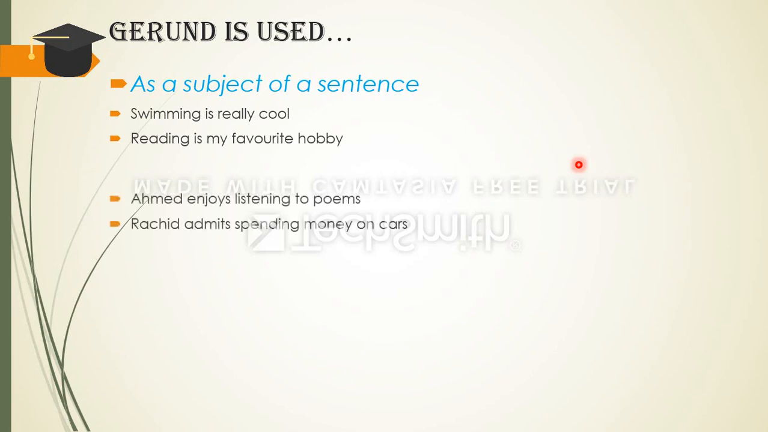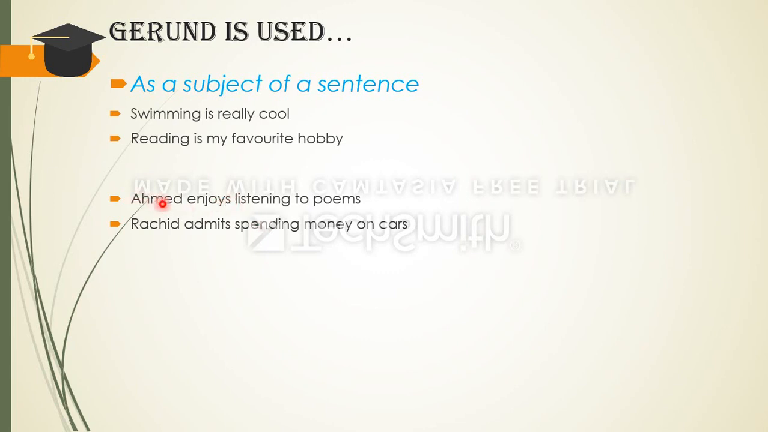Second, two sentences, please. Ahmed enjoys listening to poems. Rashid admits spending money on cars. So we have here, Ahmed enjoys what? Listening to poems in general as well. Rashid admits spending. I'm not speaking about a particular case, but about what he does all the time.